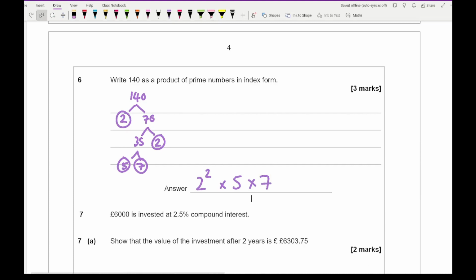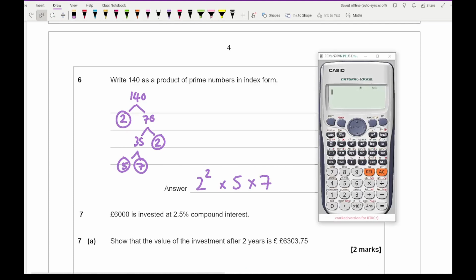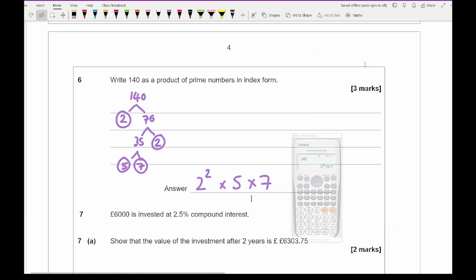Now if you've got a Casio calculator, then there is a function that will do this automatically for you. So all you need to do is just type in the number that you want, press equals, and then press shift, and then just as a second function you should see the word fact. So if you press that, ultimately it will give you the correct answer, which it has done.